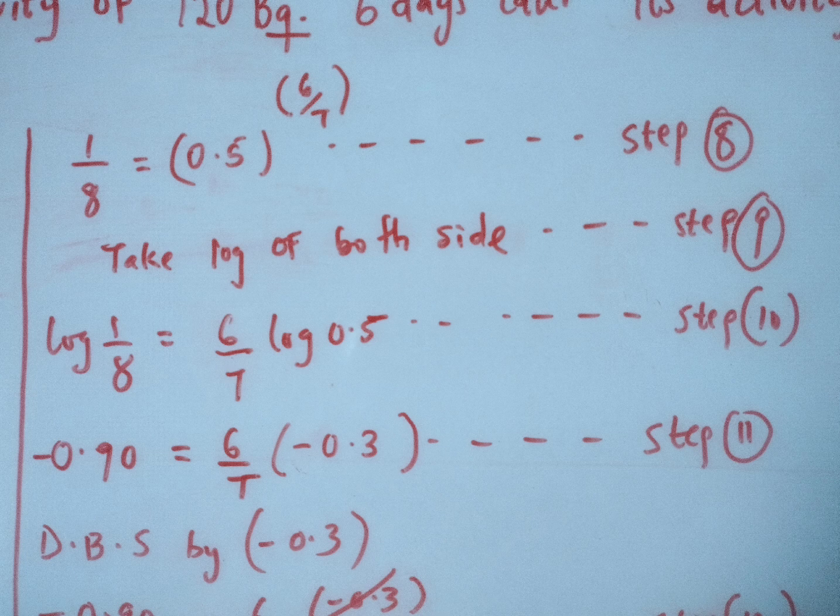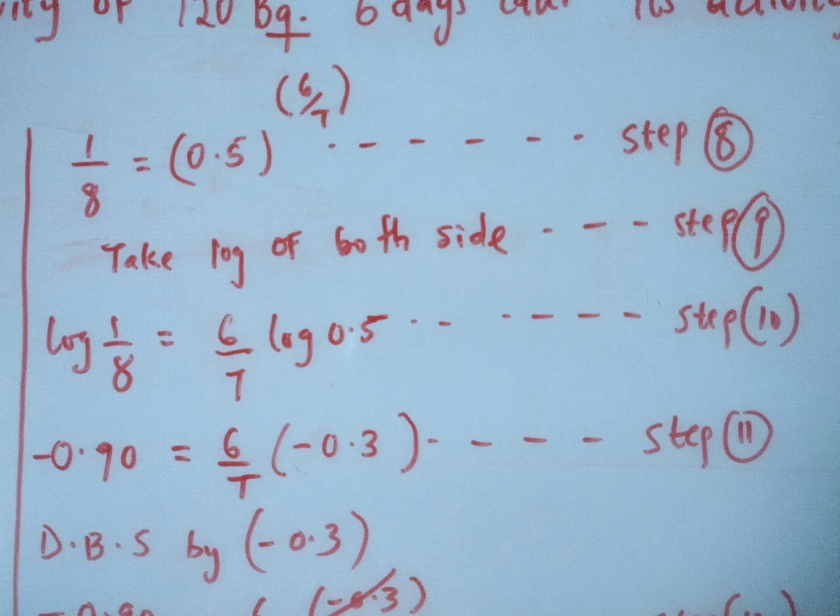Then we have 6 over t times the log of 0.5. The log of 0.5 gives us negative 0.3. That's step 11. Then you divide both sides by, what are we looking for? We are looking for t, the half-life. Divide both sides by negative 0.3.